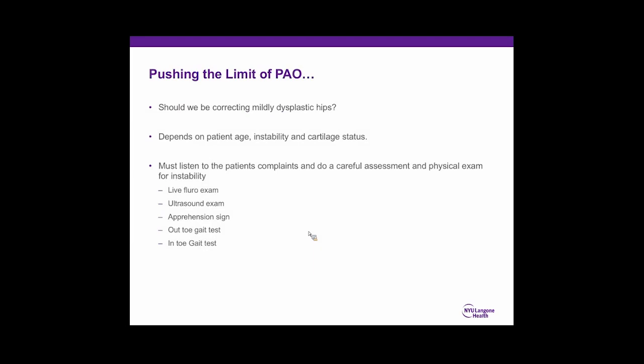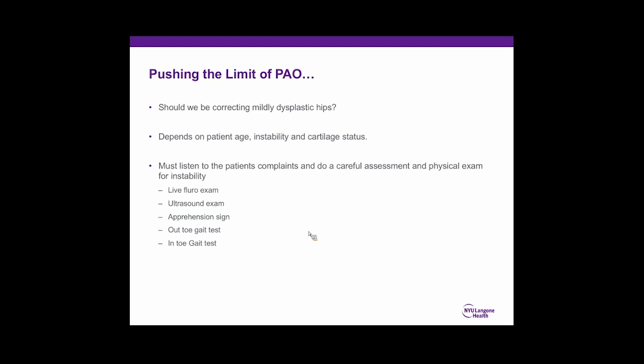Just to go back one slide, the question is, I mentioned pushing the limits of PAO, but in my mind, pushing the limits of PAO is taking a patient that has perhaps a lateral center edge angle of 25 and a Tönnis angle of approximately 13, so very much borderline, and doing a PAO on that patient as opposed to hip arthroscopy. And really, this depends on the patient's age, their cartilage status, and the degree of instability.